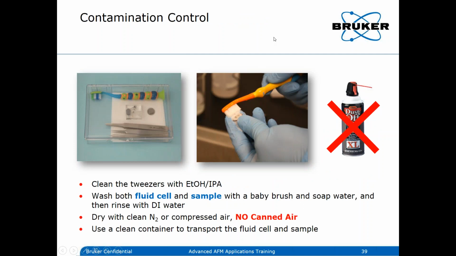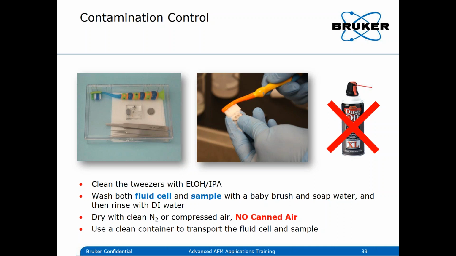A bit more about contamination control again. You should use tweezers to hold the liquid cell, and your tweezers should be cleaned with ethanol or IPA. You should wash both the fluid cell and the sample with a soft toothbrush, here called a baby brush, and water, and rinse with DI water.